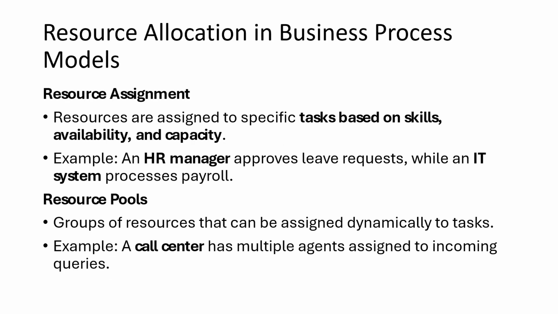Resource allocation in business process models. Resource allocation is where resources are assigned to specific tasks based on skills, availability, and capacity. Example, an HR manager approves leave requests while an IT system processes payroll. Resource pool: a group of resources that can be assigned dynamically to tasks. Example, a call center has multiple agents assigned to incoming queries.